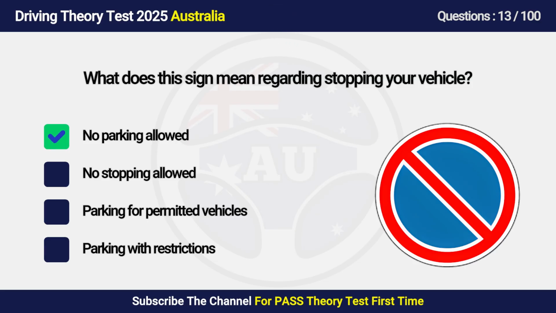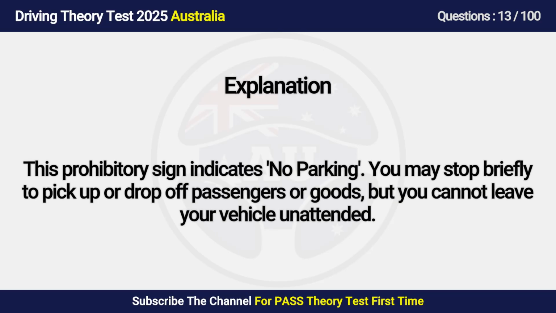Answer is A. No parking allowed. This prohibitory sign indicates no parking. You may stop briefly to pick up or drop off passengers or goods, but you cannot leave your vehicle unattended.